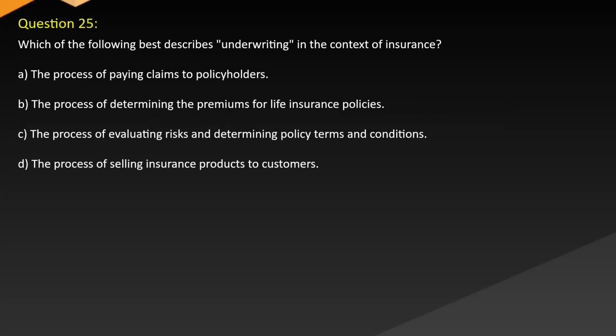Question 25. Which of the following best describes underwriting in the context of insurance? A. The process of paying claims to policyholders. B. The process of determining the premiums for life insurance policies. C. The process of evaluating risks and determining policy terms and conditions. D. The process of selling insurance products to customers.